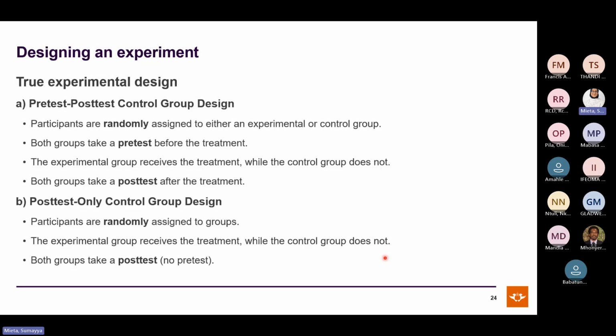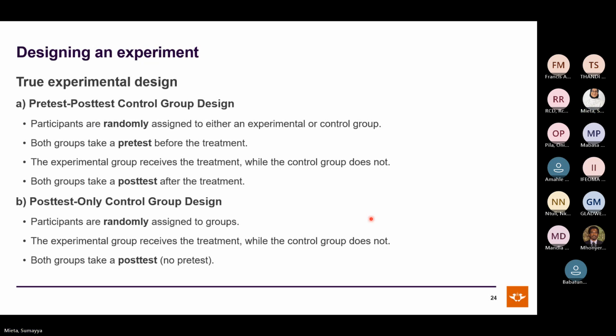Then we come to the true experimental design. And this is the pre-test, post-test control group design. Okay? And this is where most of our natural sciences experiments come in, and they use the pre-test, post-test control group design. Okay, where participants are randomly assigned to either an experimental or control group. Both the groups take a pre-test before the treatment.